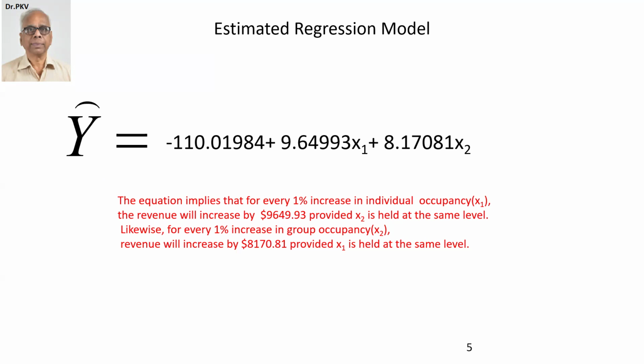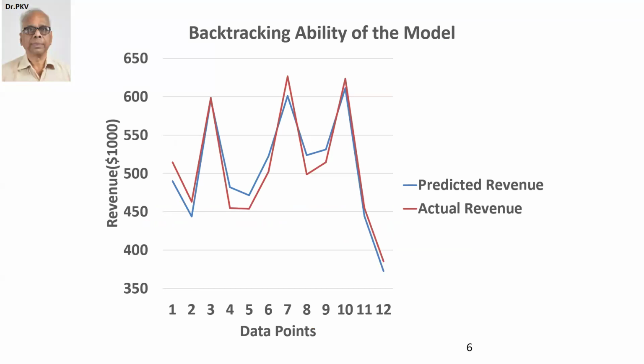This tells a story for the hotel as far as revenue management is concerned, as to how effective x1 and x2 are when they are increased. This is very important. Now let's proceed to the next step. The backtracking ability of the model, we get a visual. We have got this from Microsoft Excel and made some adjustments so that the graph looks nice. And it plots the predicted revenue and actual revenue.